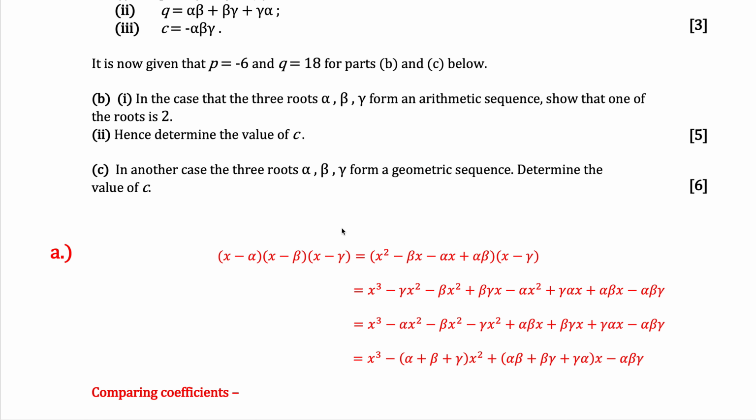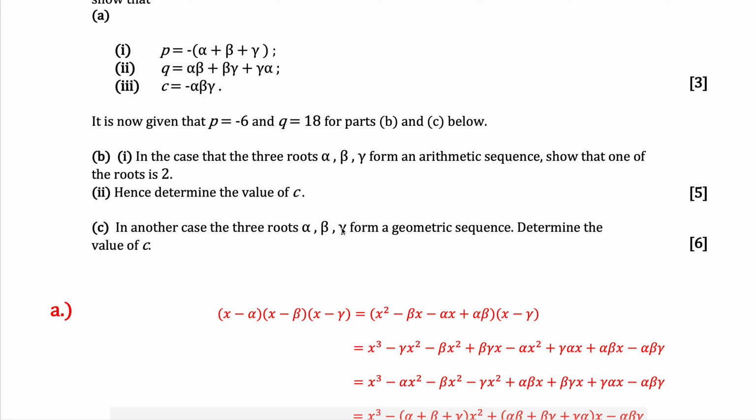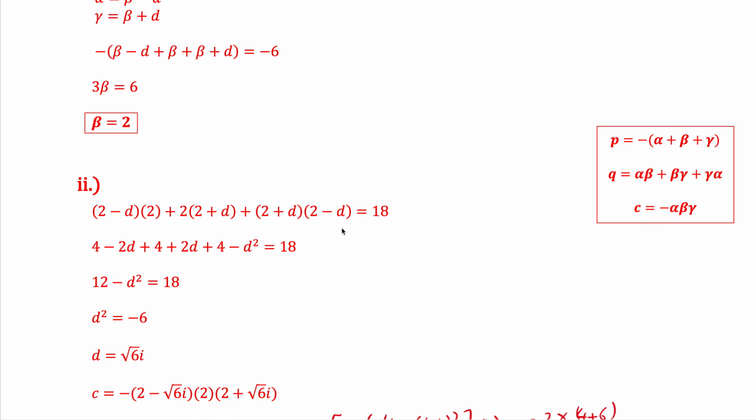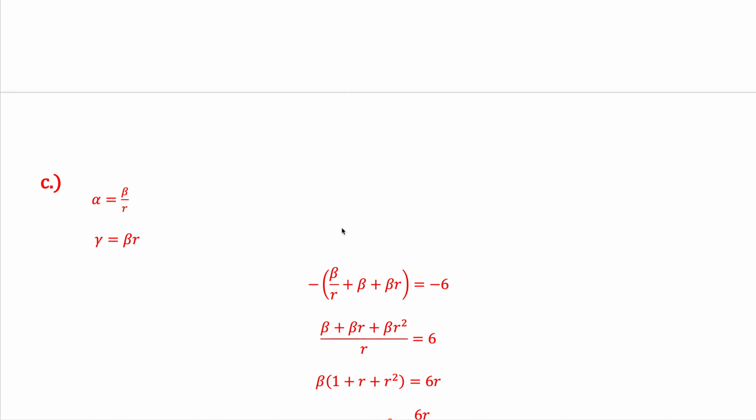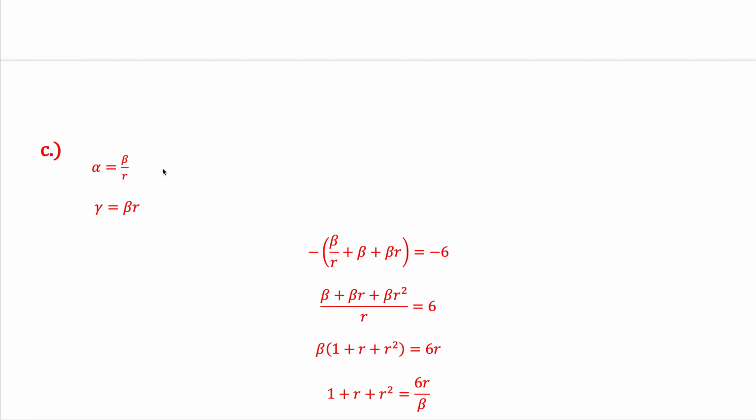Now for the final part, C. In another case, the three roots alpha, beta and gamma form a geometric sequence. Determine the value of C. So for C part, what I have done is I let beta be the second term of the geometric sequence. So if beta is the second term, then alpha will be beta divided by the common ratio, and gamma will be beta multiplied by the common ratio.